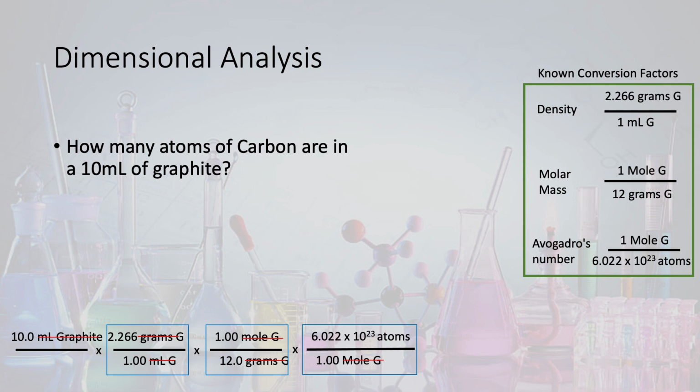If we perform our arithmetic, we find that there are 1.14 times 10 to the 24th atoms in 10 milliliters of graphite. This demonstrates that by using dimensional analysis, we can find simple answers to very complex questions when given or using the right conversion factors.